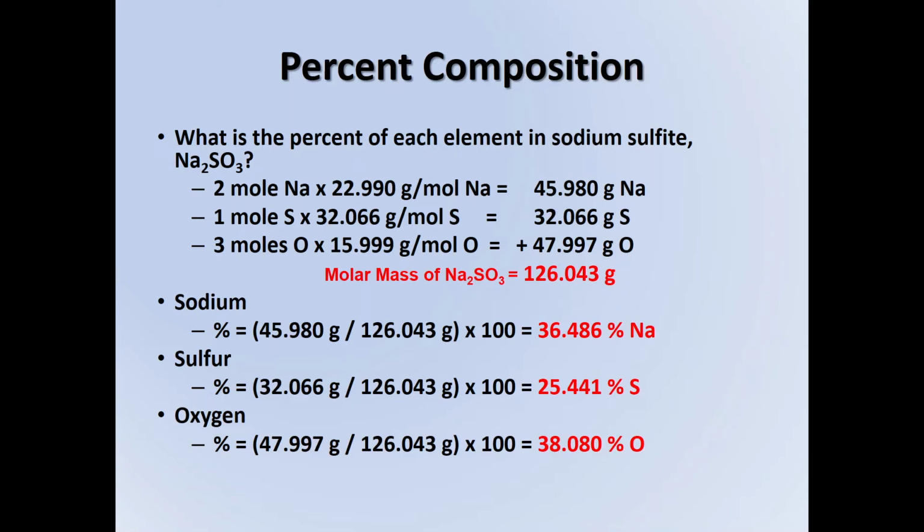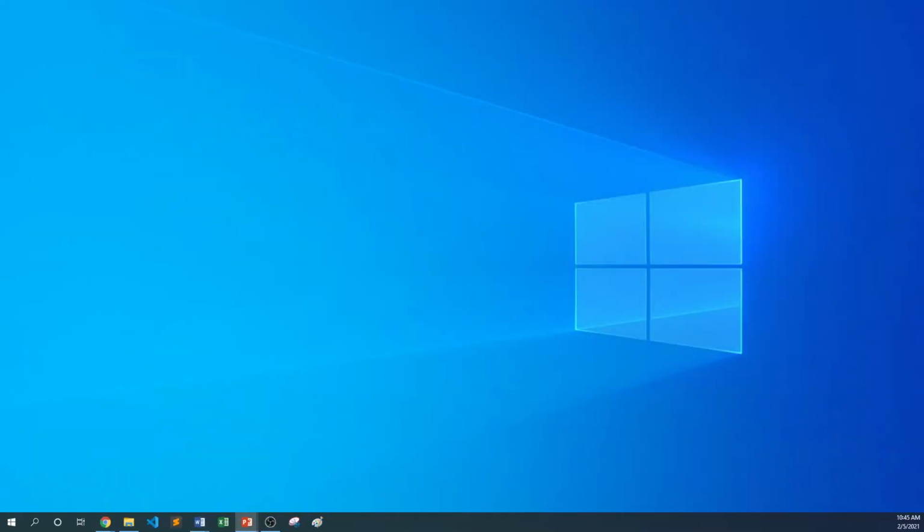And then to find the percentage of sodium by mass, you take the mass of the sodium and you divide it by the total mass. So this is 36.486% sodium by mass. Sulfur is a little over a quarter by mass. And oxygen is 38% by mass.